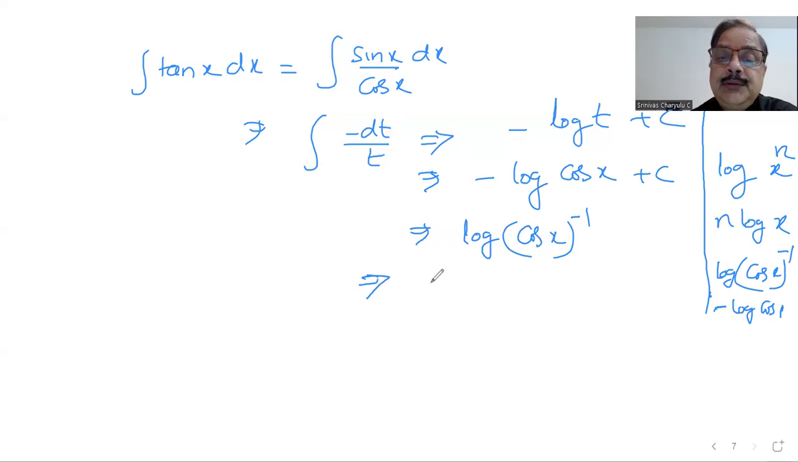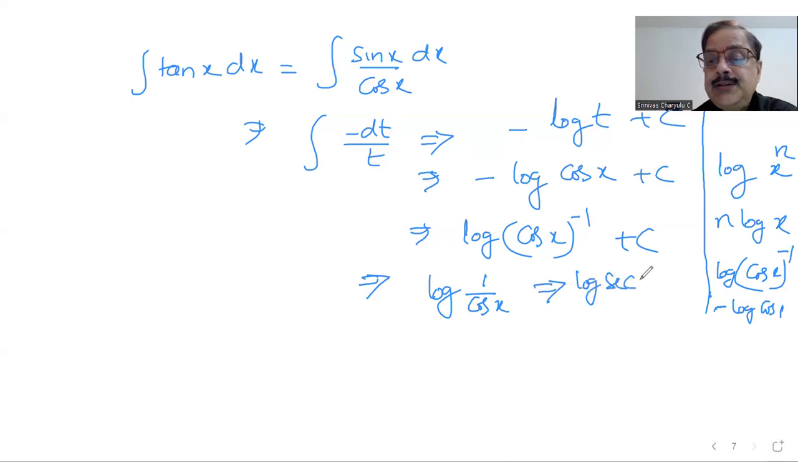So this becomes now log of cos x whole to the power of minus 1, which means write down 1 by cos x. So this will become log secant x. 1 by cos, you know. Okay. So this is a technique. Here the substitution method we used. That's what I wanted to stress now. Second one.